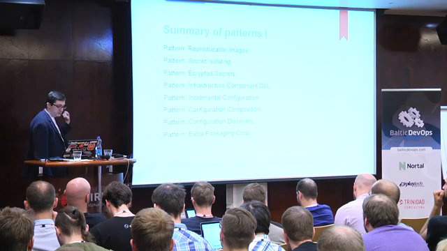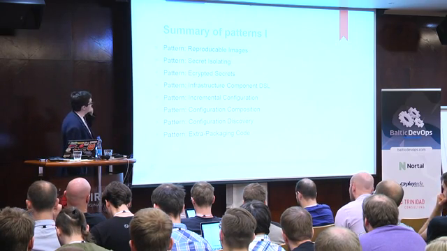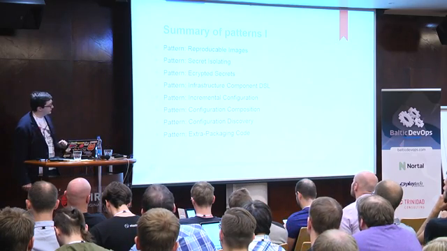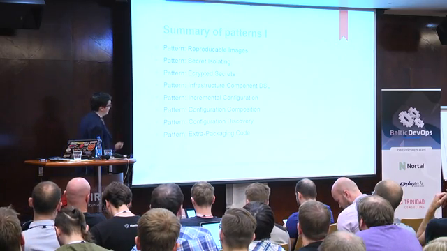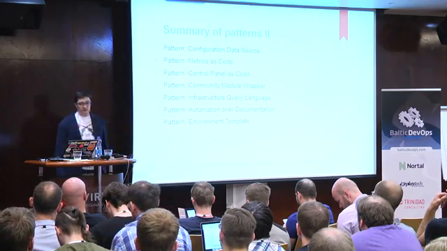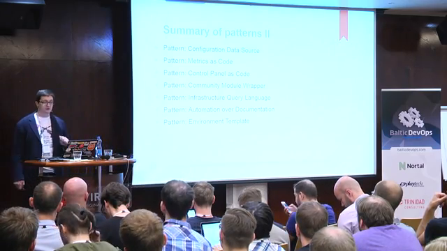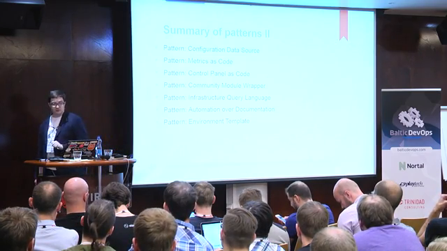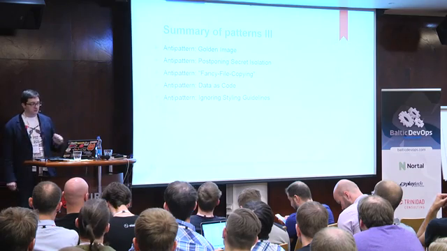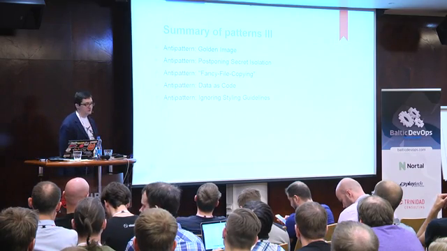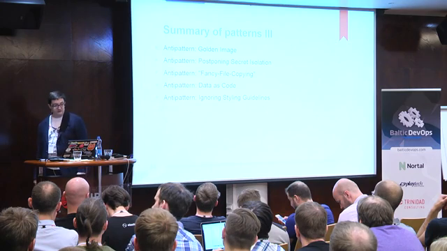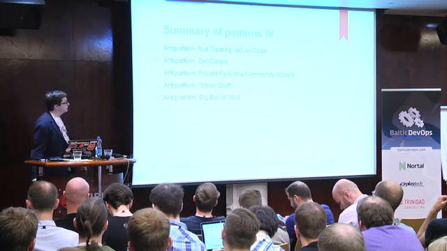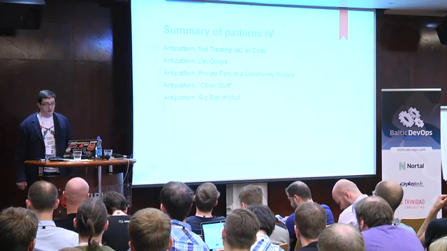This is a summary of patterns. Reproducible images, secret isolation, encrypted secrets, infrastructure component DSL, incremental configuration, configuration composition, configuration discovery, extra packaging code, configuration data source, metrics as code, control panel as code, community module wrapper, infrastructure query language, automation over documentation, and environment template. And the bad ones are golden image, postponing secret isolation, fancy file copying, data as code, ignoring style guidelines, not treating it as code, DevOps, private fork of community module, other stuff, and big ball of mud.